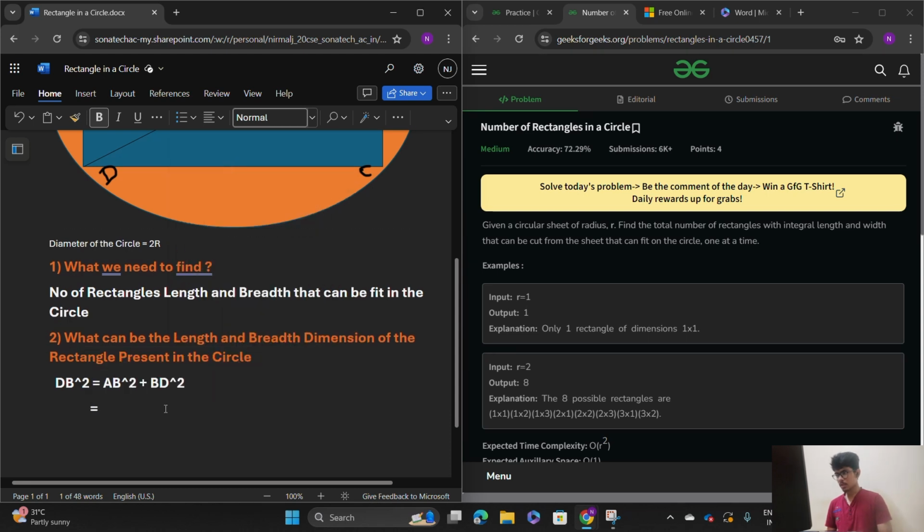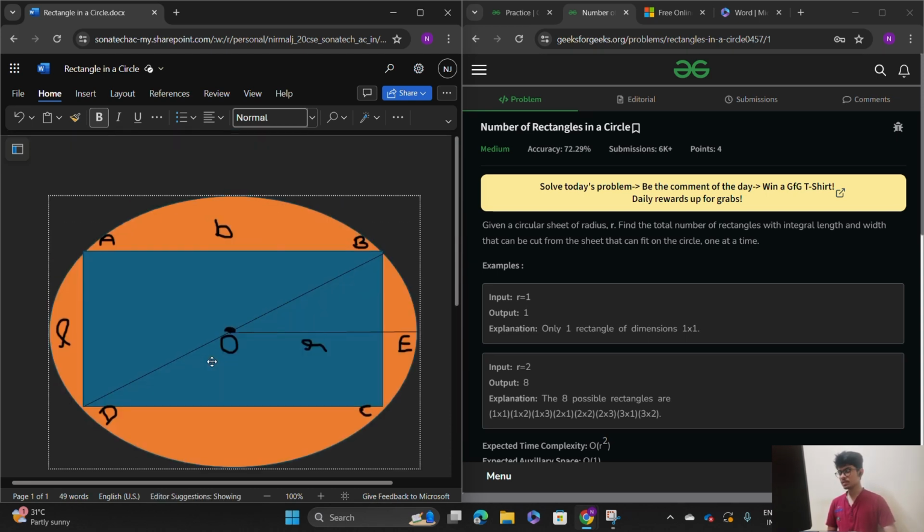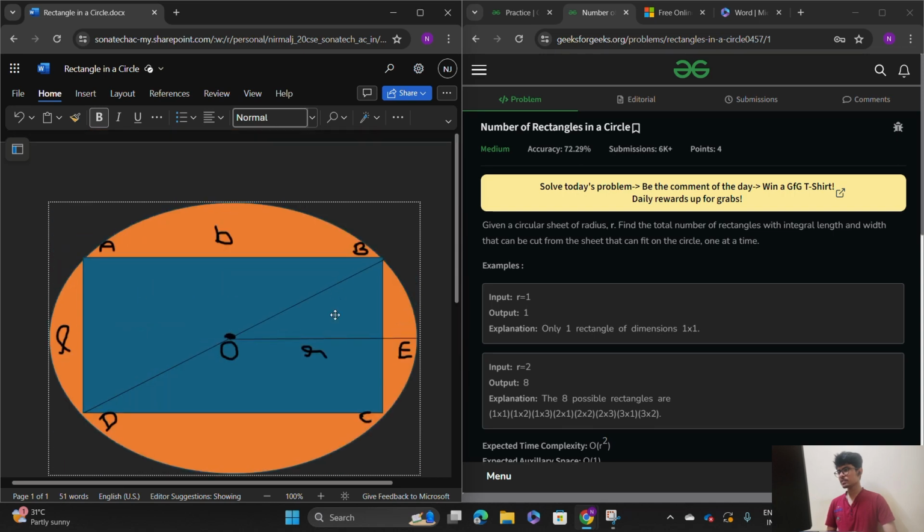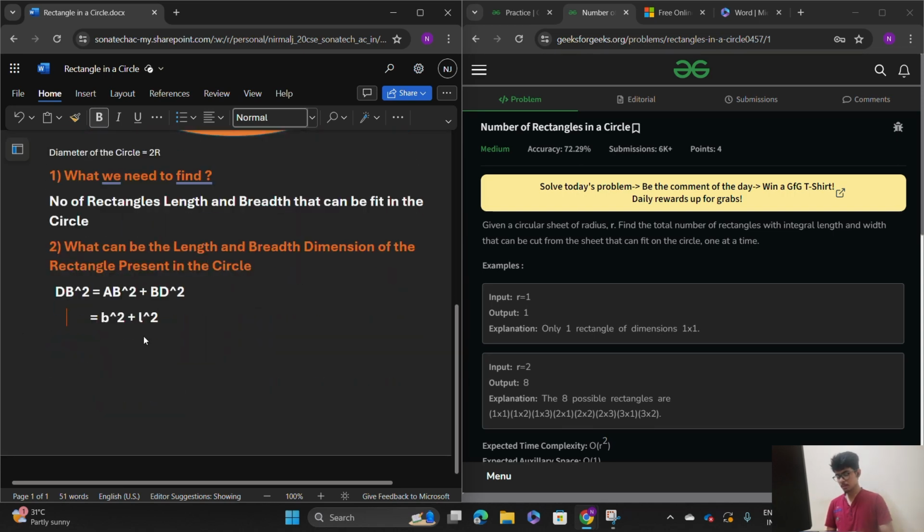So AB is small b, so b square, and BD is l square. Okay, there is no problem with that. Then let me keep this BD as capital D. Okay, capital D square.